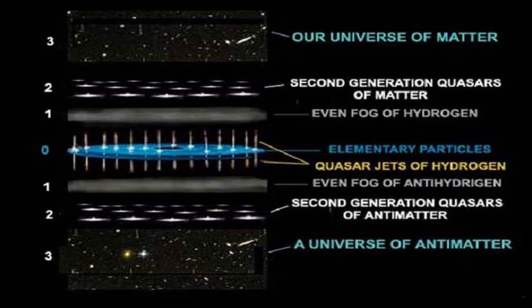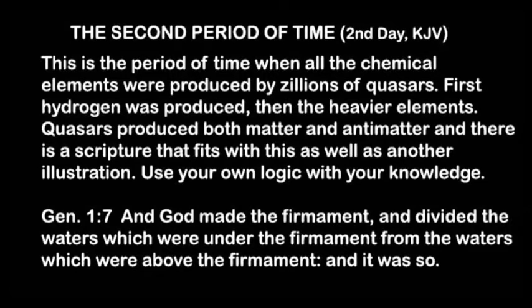Now down below that is just a mirror image, and the same thing happened, except it was antimatter, and you got a cloud of antihydrogen, and your second generation quasars of antimatter formed from that cloud of antihydrogen and produced the antimatter universe. Now this assumption does fit with Genesis 1:7, where it says that God made a firmament and divided the waters which were under the firmament from the waters which were above the firmament. So it does fit with the Bible.